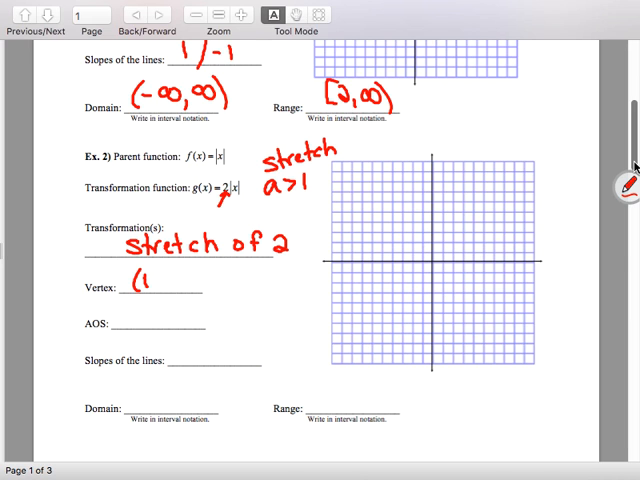So my vertex, okay, the vertex is if you have a left, right, up, down. So my vertex is 0, 0. The axis of symmetry is x equals 0. And then the slopes would be 2 and negative 2. I do the domain and range after I've plotted it. So I'm going to put 0, 0. This opens up. So you go up 2, right 1, up 2, right 1. And then do it on the other side. And here's where the axis of symmetry is coming in. And fill the grid.